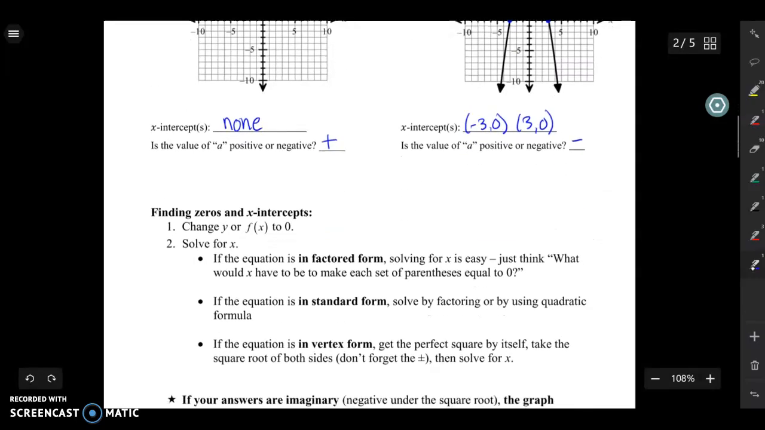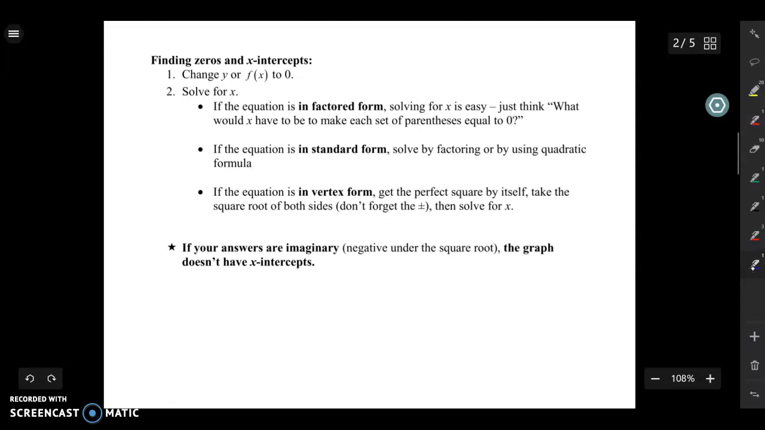Okay, so hopefully we're feeling comfortable finding and writing x-intercepts given a graph. Now let's talk about how we would find our zeros and our x-intercepts using just the equation. There's really just 2 steps here. The first is to change your y or your f of x to 0. So that basically means setting your equation equal to 0. Then you're just going to solve for x. You want to know what x value makes my equation equal to 0. Now this second step usually requires a little bit more work than the first step.